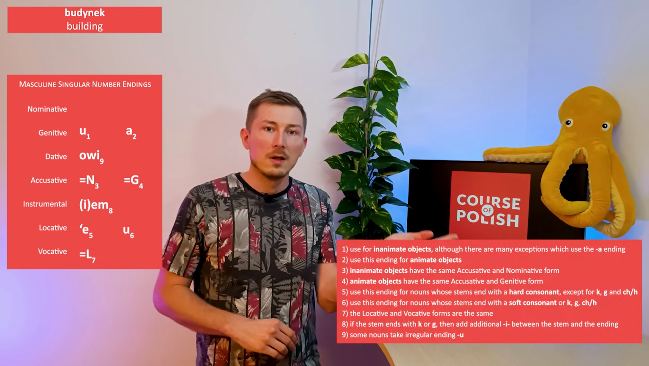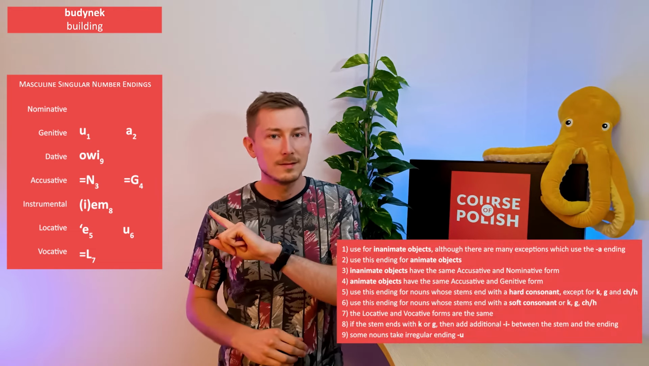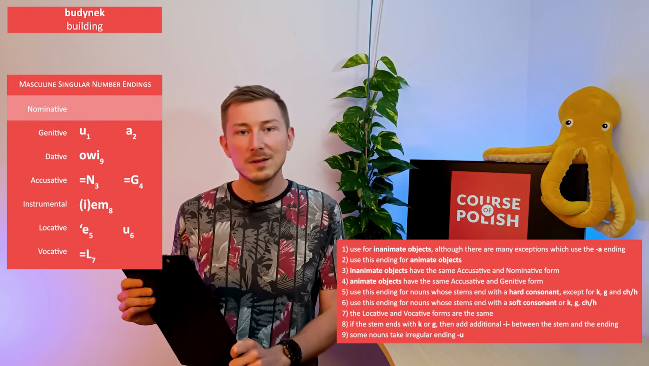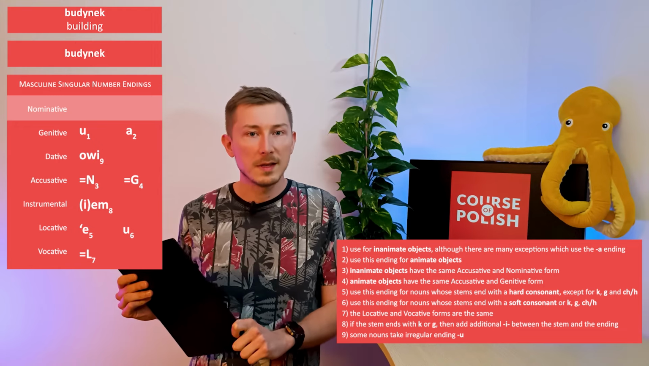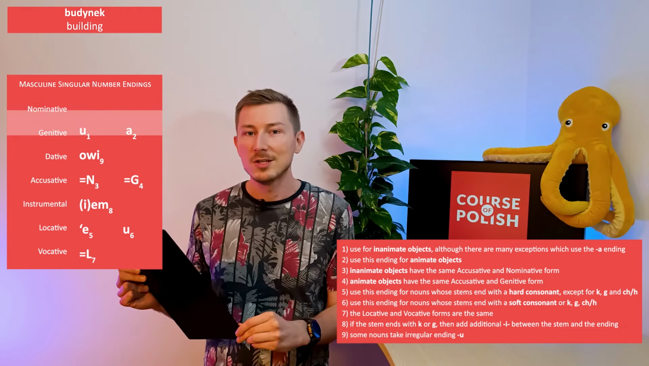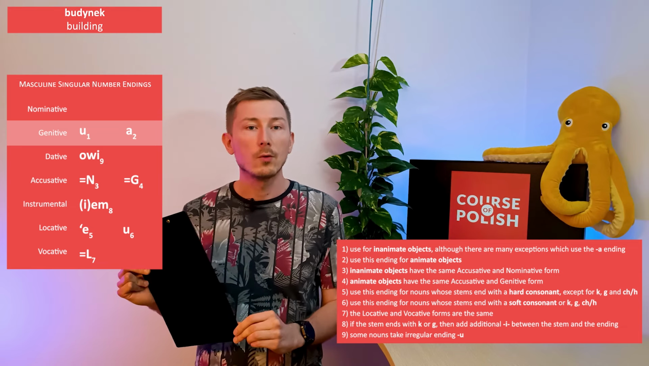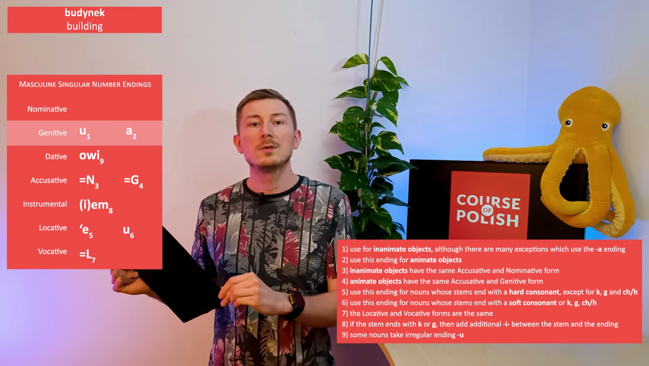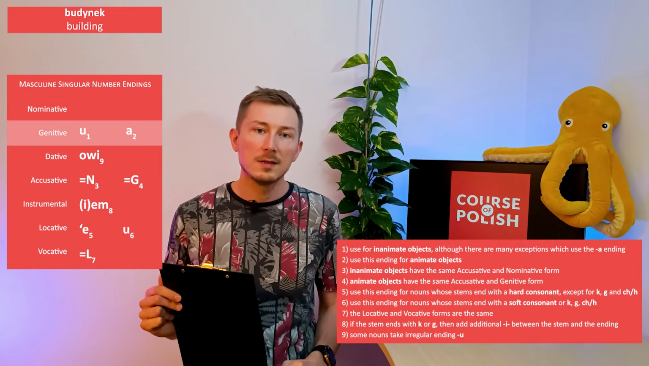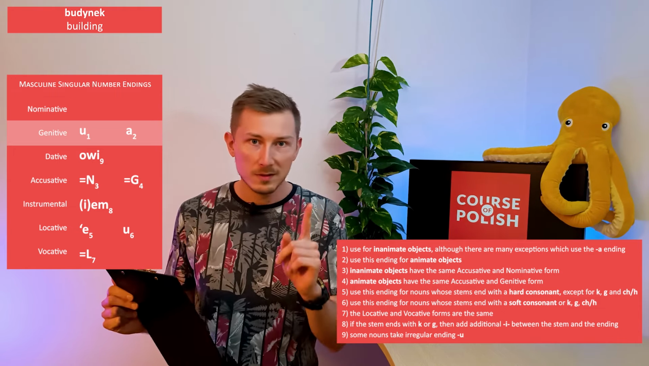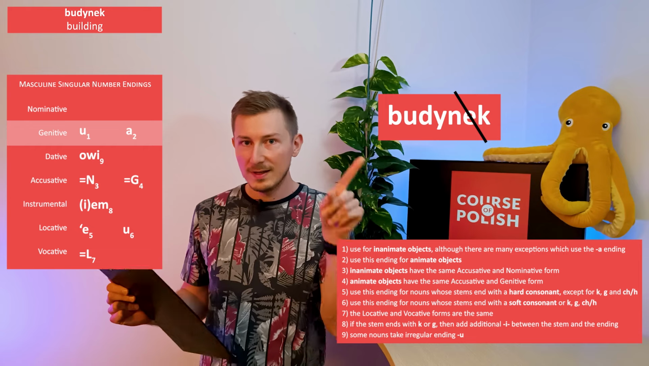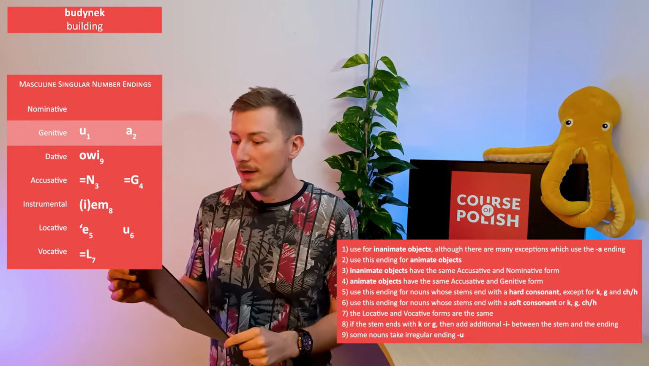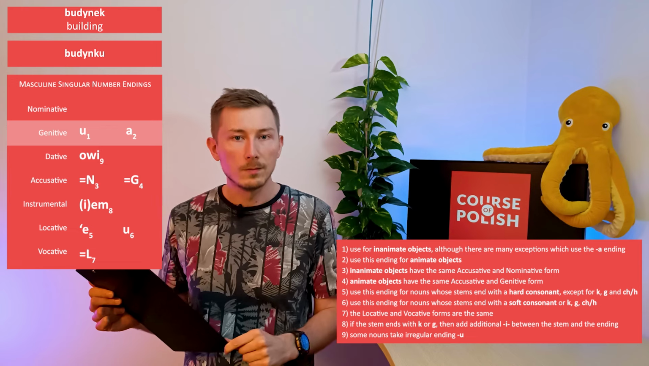Here are the endings for singular number, and here are the rules explaining how to apply these endings. The first case, nominative, is the basic form which you can find in dictionaries. We don't have to do anything, it's just budynek. Budynek. Second case, genitive. Here we have 2 options, ending u or ending a. We have to use the first ending because budynek is inanimate. Now remember about the stem irregularity. Every time we attach an ending, we have to remove the letter e from the stem. So the final form will be budynku.